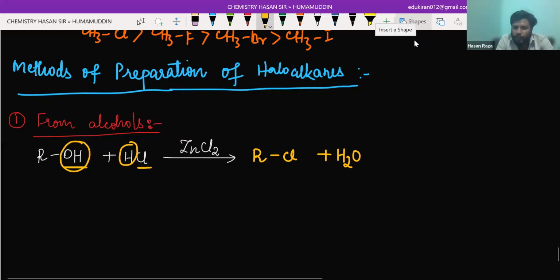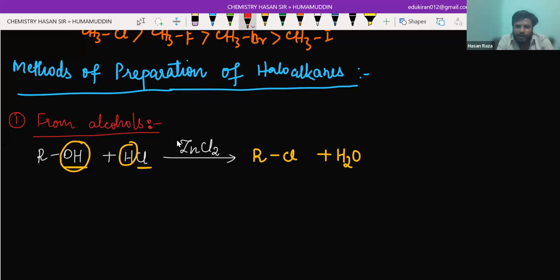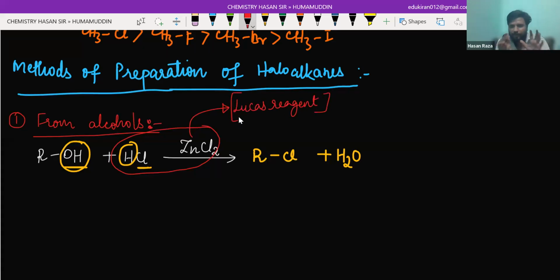Are you getting my point, both of you? Yes. Very easy. You just need to replace. You just need to keep the reaction in your mind, and you can easily do it. In the next chapter, that is alcohol, you will come to know that in organic chemistry, the reagent is very, very important. If you have the same reactant, but you change the reagent, the product will change. So this reagent is very famous and it is known as Lucas reagent. We will study more about this in alcohols, phenols, ethers, the next chapter of organic chemistry. So this is the first way to prepare haloalkane from alcohols.